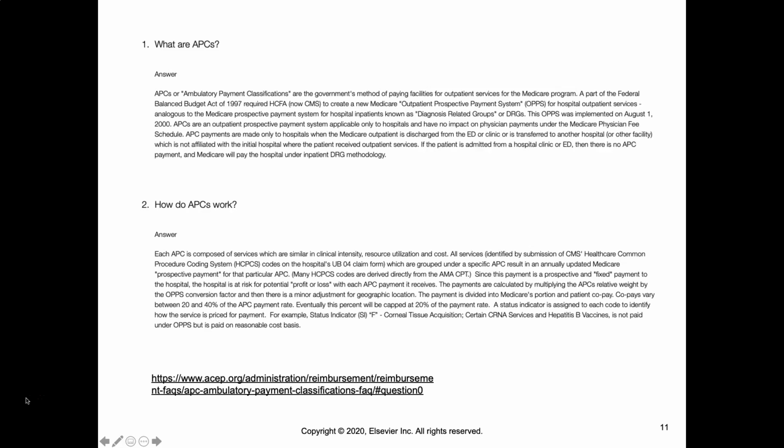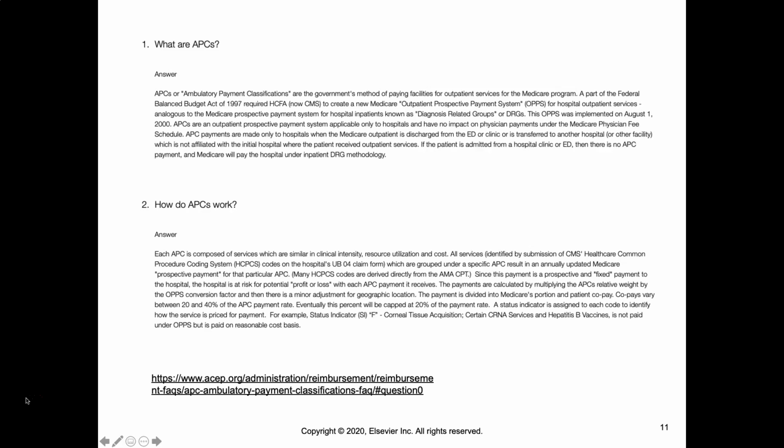How do APCs work? Well, each APC is composed of services which are similar in clinical intensity, resource utilization, and cost. All services identified by HCPCS codes on the UB04 claim form, which are grouped under a specific APC, result in an annually updated Medicare prospective payment for that particular APC. So basically they take the similar procedures, they get grouped into an APC. If you do multiple procedures, they may fall into different APCs, and that's fine.